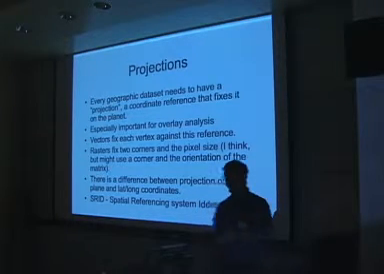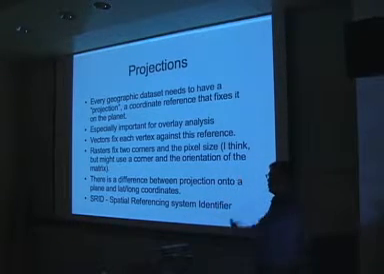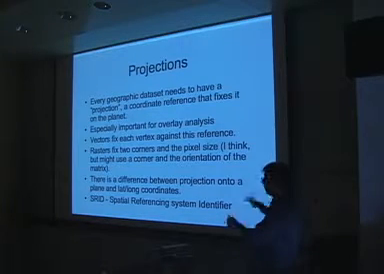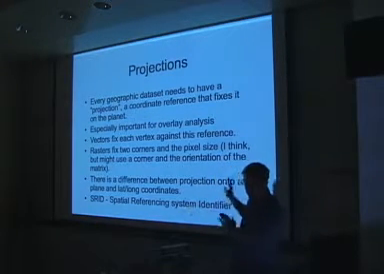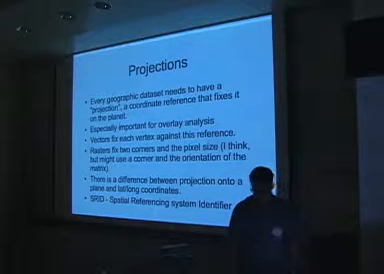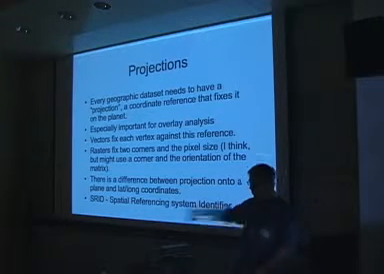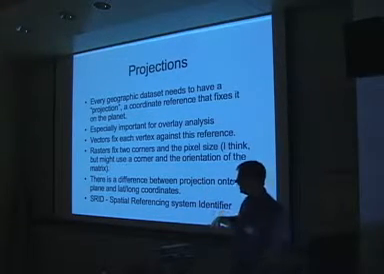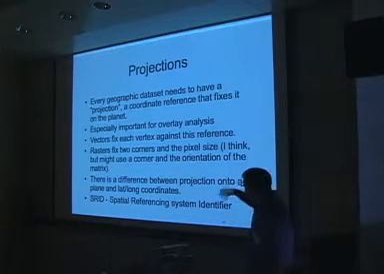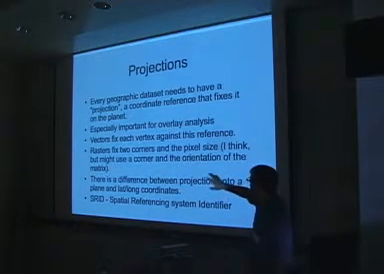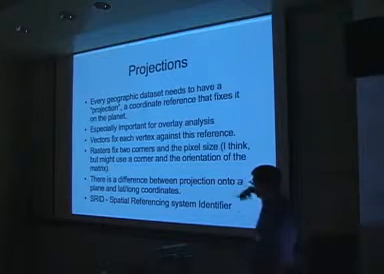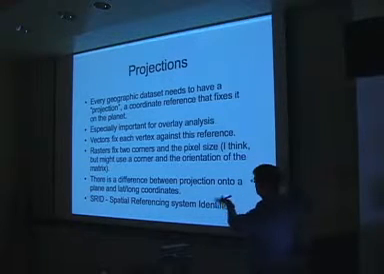Projections. Everything has a projection. Common coordinates for everything. They're complicated and boring at the same time. Read the slide. Tell us how you really feel. Especially important, vectors fix each vertex against its reference. Rasters fix two corners and the pixel size, because then you can figure out where everything is, your math.